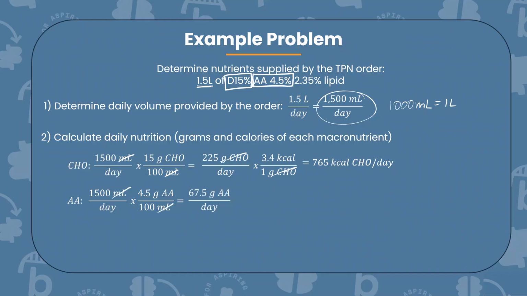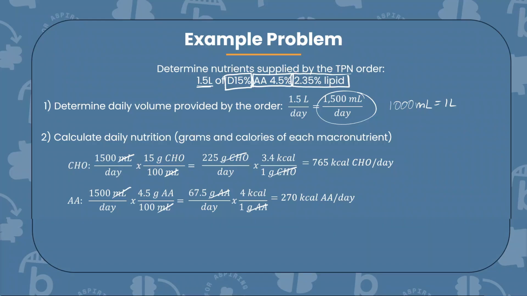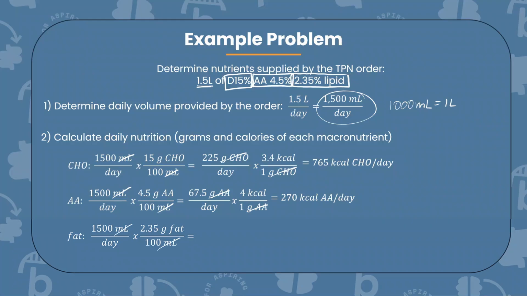Since there's 4 calories per gram, that's 270 calories from amino acids every day. This patient is also, this is a 3-in-1. This is not being hung separately. We have a 2.35% lipid here out of the 1,500 milliliters of solution. That's 35.25 grams of fat every day.